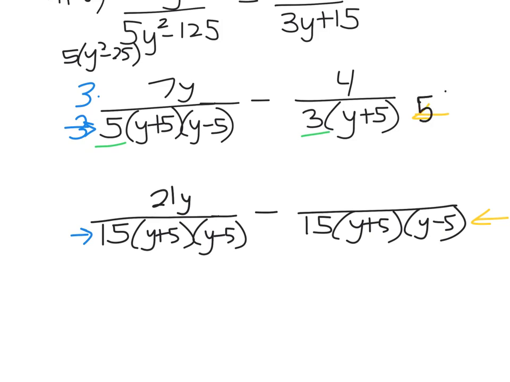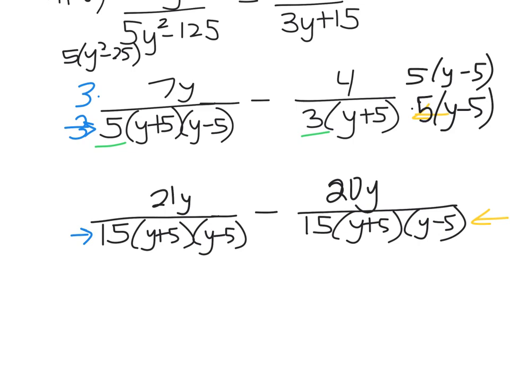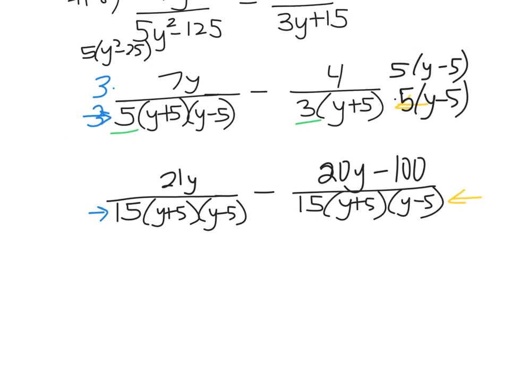So there's two things I need. Yes, good: a 5 and a y minus 5. Oops, I wrote that wrong. A 5 and a y minus 5. See that? Because we need 15, and we also are missing a y minus 5. So let's multiply the top. Now, here's my suggestion to you: go ahead and multiply 4 times 5 is 20, and then distribute in, okay? So 4 times 5 is 20, times y is 20y. And 4 times 5 is 20, times negative 5 is what? Negative 100.